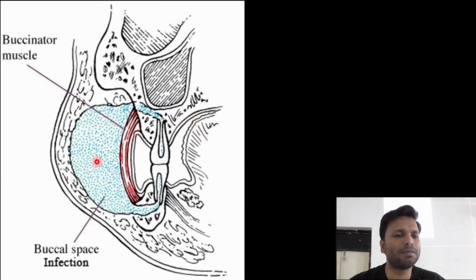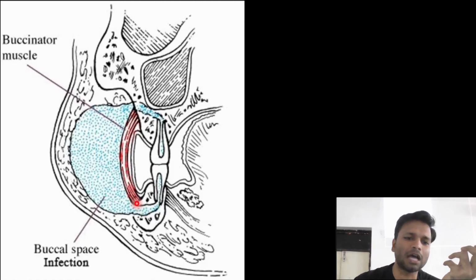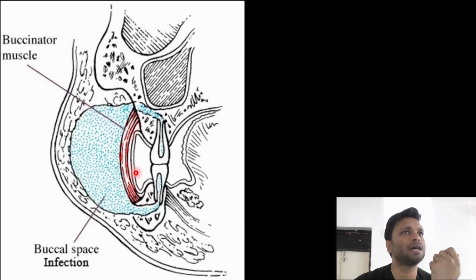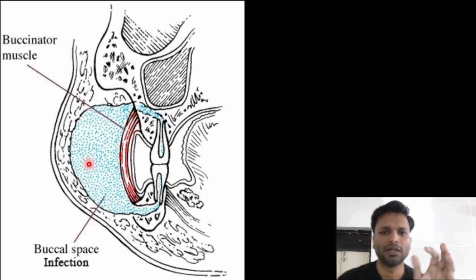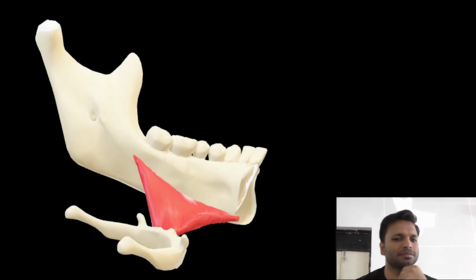This is an example of a buccal space infection. Similarly, in case of mandibular posteriors, if the apex is above the level of the attachment of the buccinator muscle, we are going to see the vestibular abscess. If the apex is below the attachment of the muscle, we are going to see the buccal space infection. Easy enough?